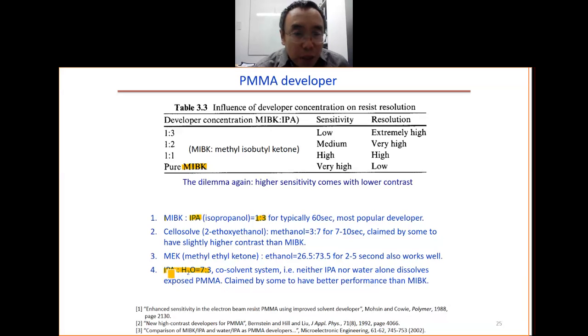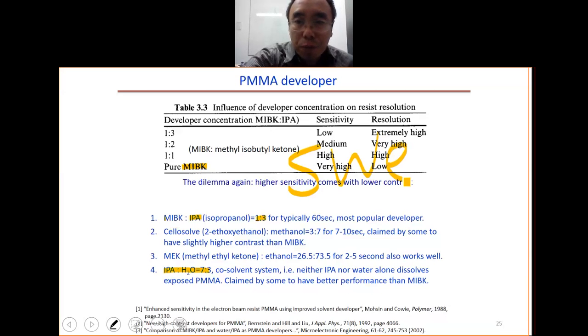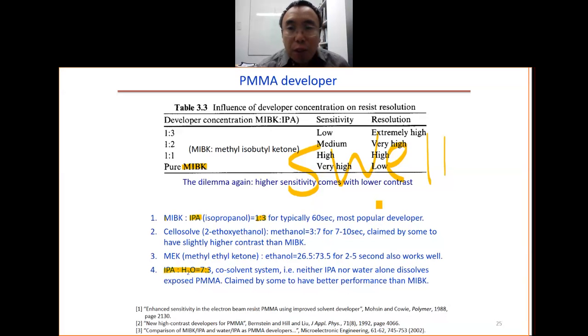The advantage of this one is that it is a weak solvent, so it will not swell the PMMA. This one will swell. The MIBK will swell the PMMA a little bit. If we use water and IPA, there will be no swelling. But there may be some residue layer left behind if we use this developer because it is too weak.